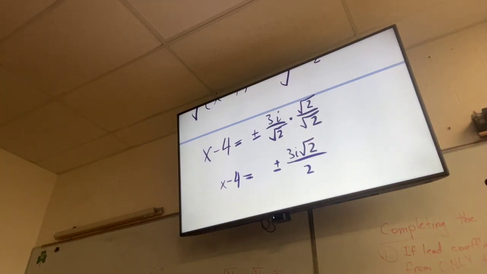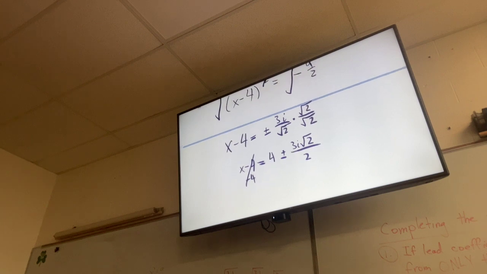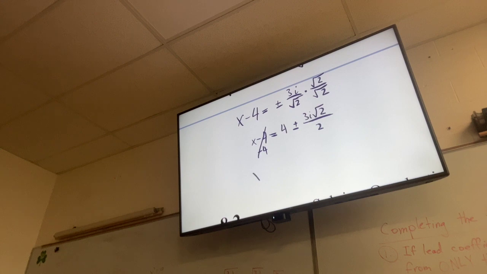And I'm just going to add 4, okay, to get x by itself. So my two solutions are x equals 4 plus 3i root 2 over 2, and x equals 4 minus 3i root 2 over 2. All right? Problem solved.